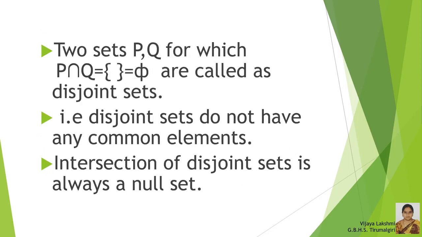Two sets P, Q for which P intersection Q is a null set are called disjoint sets. That is, disjoint sets do not have any common elements. Intersection of disjoint sets is always a null set.